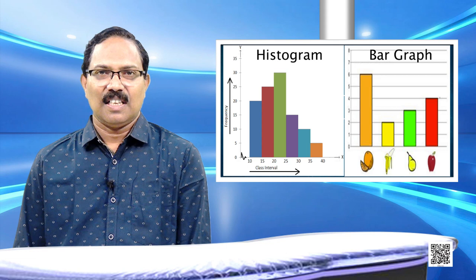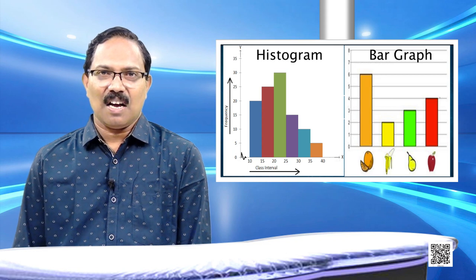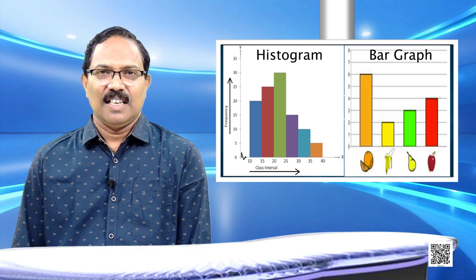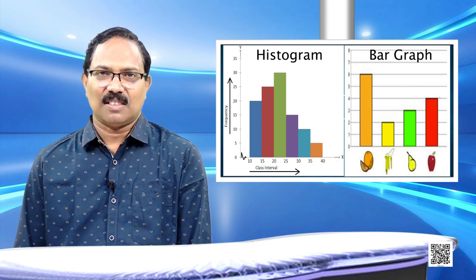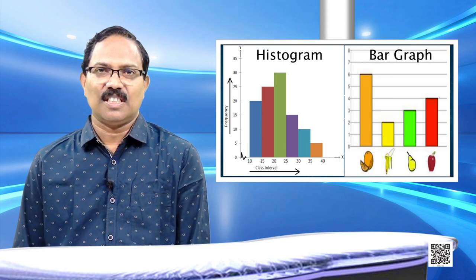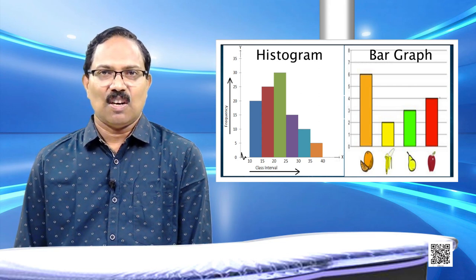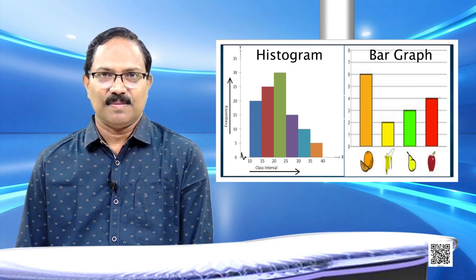What is the difference between a bar graph and this histogram? Yes, in a bar graph, each bar is shown as a different entity. But here, in this histogram, it is shown as adjacent bars. Have you got it? Yes. Whenever we have a grouped frequency distribution, the graph representing the data will be in the form of histogram. Now, let us learn how to draw a histogram for the given data.